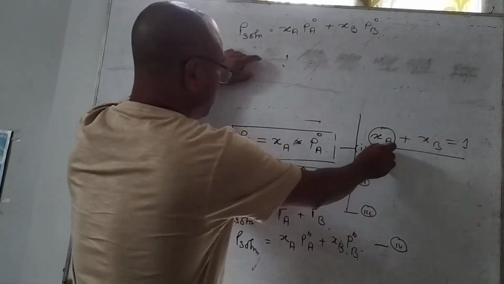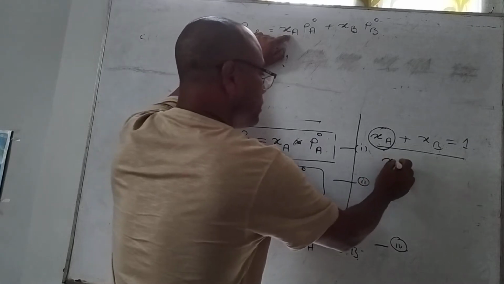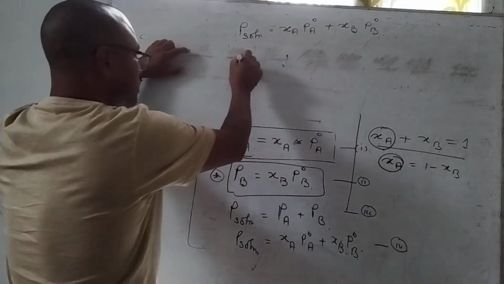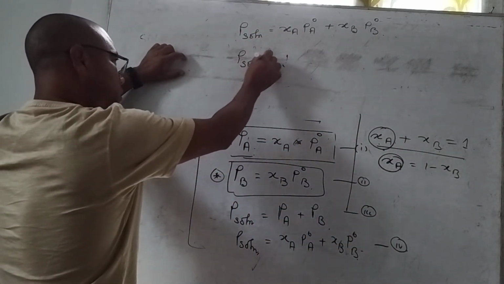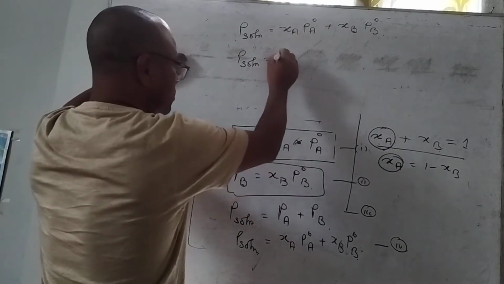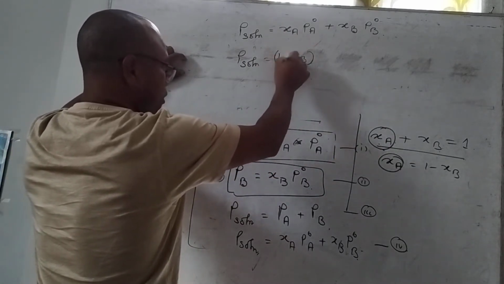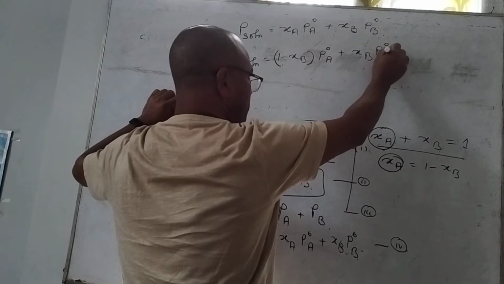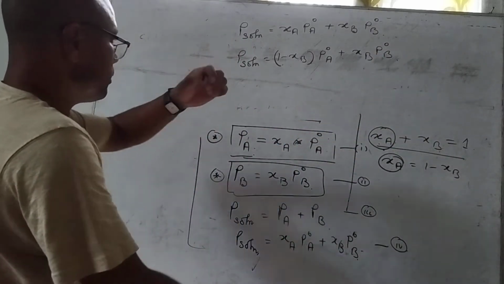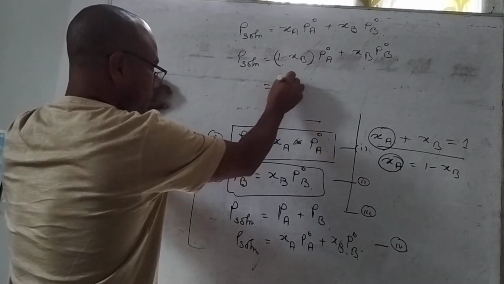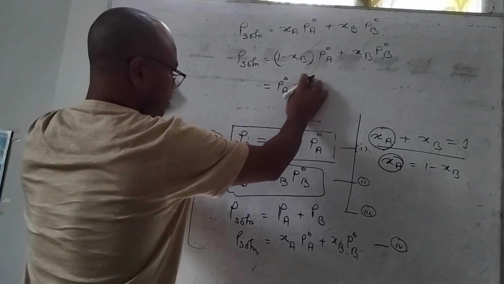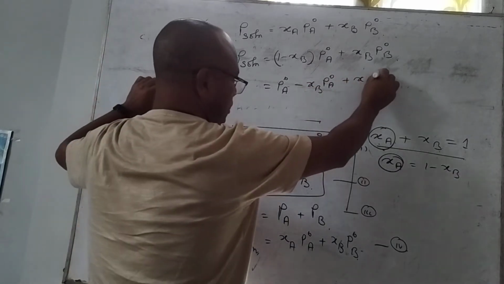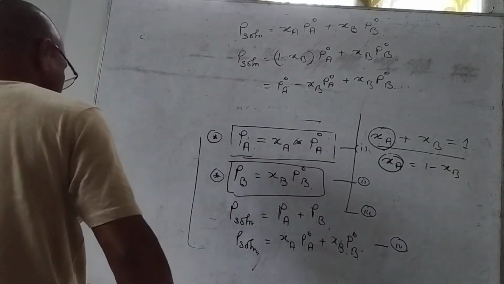So let me find the mole fraction of A, because here it is the mole fraction X. So the mole fraction of A is equal to 1 minus XB. We can put this value here. So we can find another equation: P is equal to (1 minus XB) times P naught A plus XB times P naught B. Multiplying out, we can write P naught A minus XB P naught A plus XB P naught B, right?